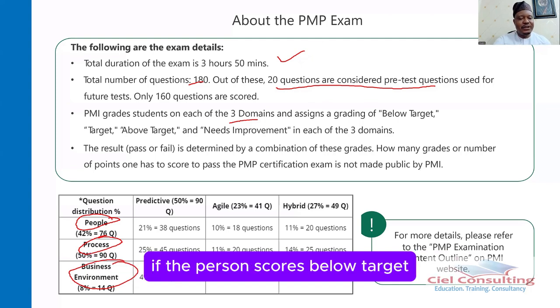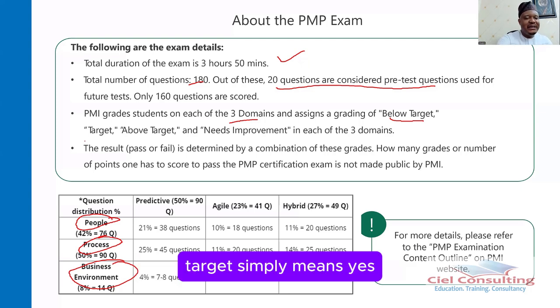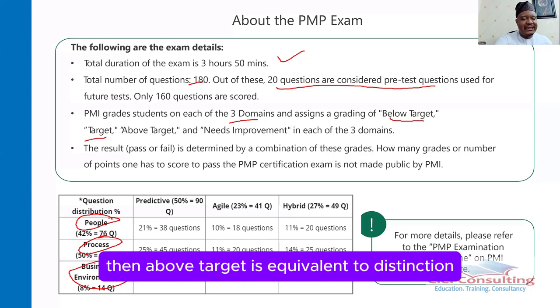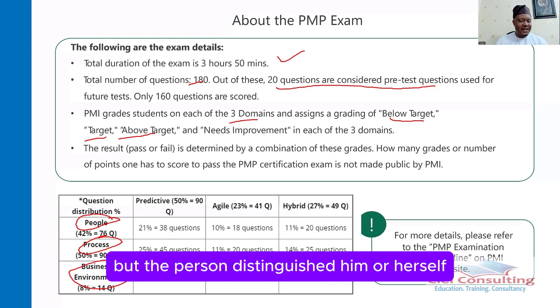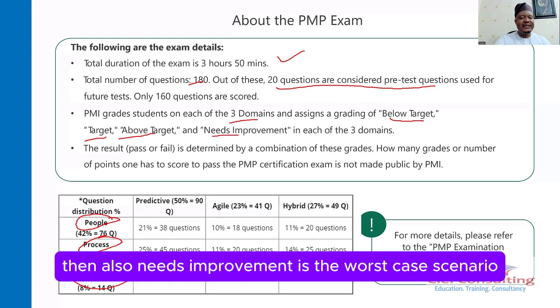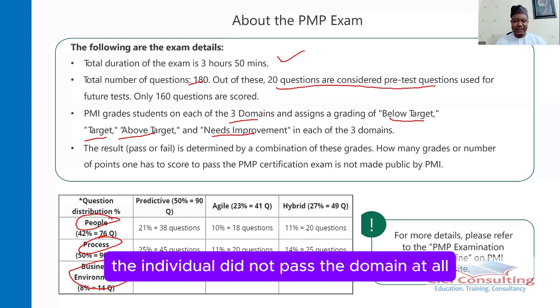If the person scores below target, it simply means that the person did not pass that particular domain. Target simply means, yes, the person passed that domain on average. Then above target is equivalent to distinction. The person did not just pass that particular domain, but distinguished him or herself in his or her performance. Then needs improvement is the worst case scenario, because this is basically saying that no, the individual did not pass the domain at all.